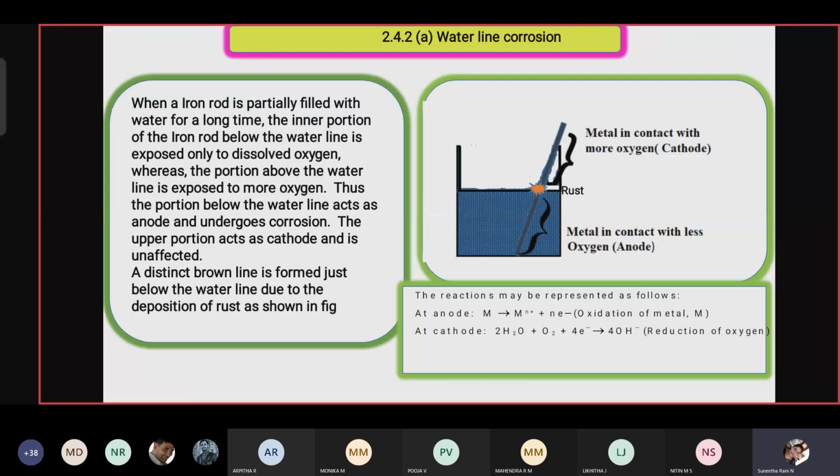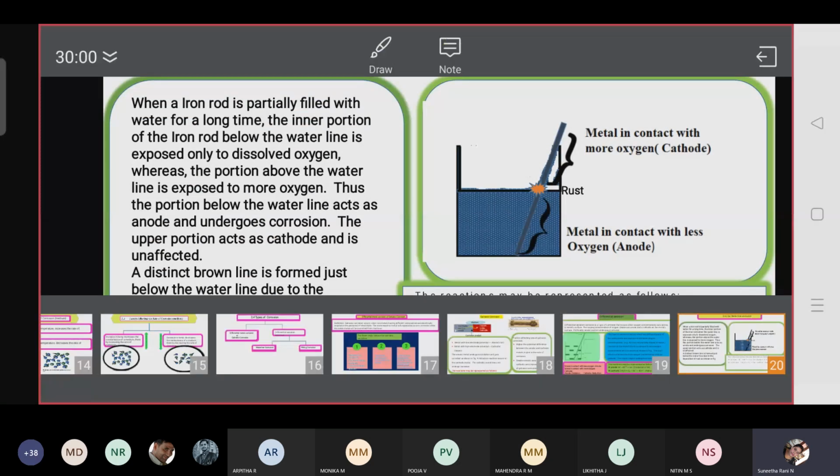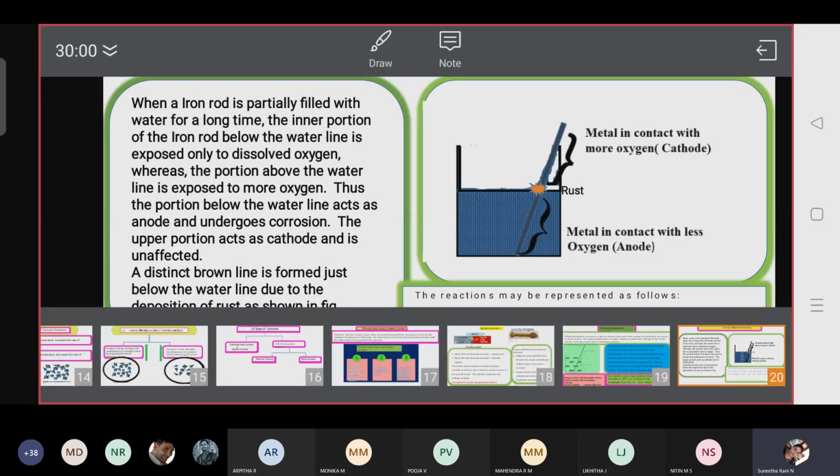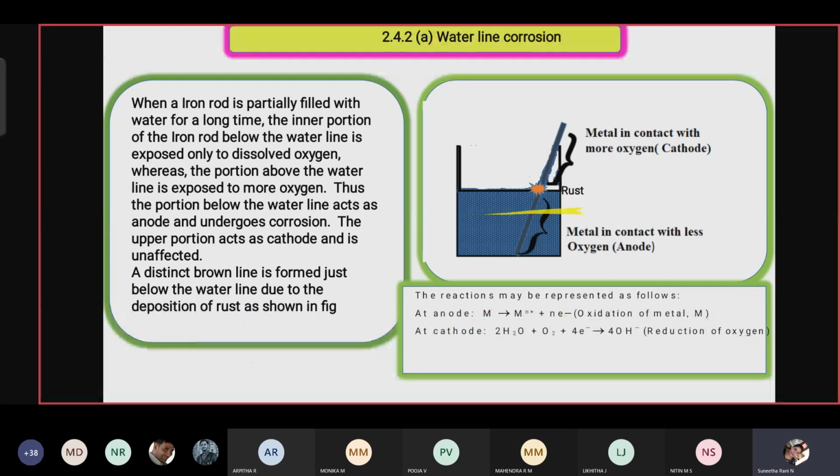How do the anode and cathode form? Near the water line surface, the portion below the water line acts as an anode. Above the water line, the portion which is more exposed acts as a cathode. Hence, you can always see the destruction of the metal surface occurring at the water line, just below the water line surface. Hence, this is referred to as water line corrosion.